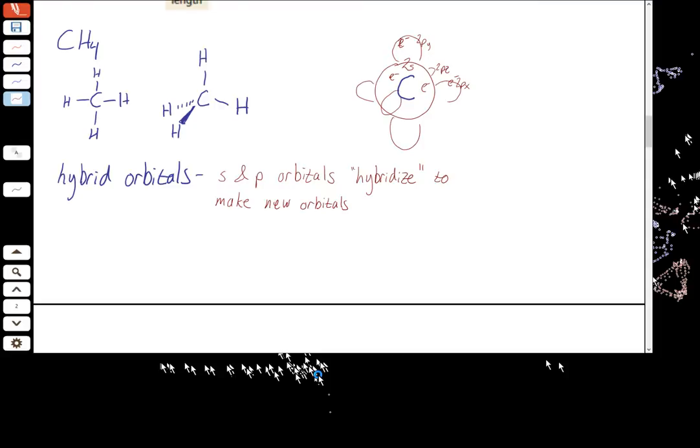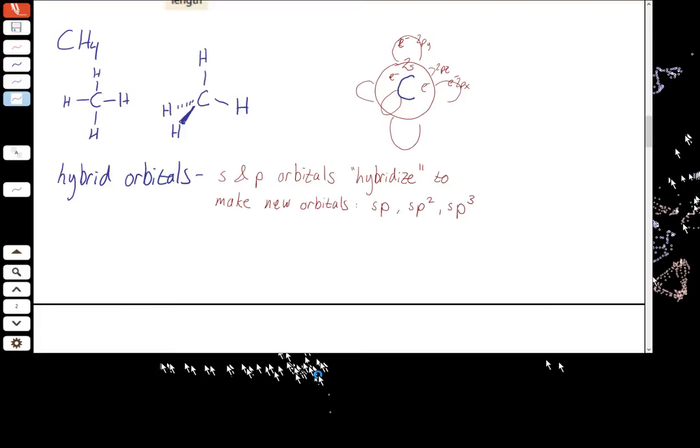These are still atomic orbitals. These are still orbitals that are on the atom. But instead of an s orbital or a p orbital, we have sp, sp2, and sp3 hybrid orbitals. So these are orbitals that are formed from an s orbital mixing with a certain number of p orbitals. Again, since we're working in 3 dimensions, these are a little bit hard to draw, although I'll give you some tips in a little bit.